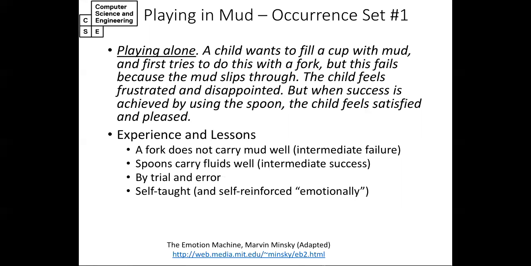Why is it an intermediate success? Because the goal of the child is to make a cake, but this one only means to produce it. We learned this by trial and error. There's no other person here. The child is working through the fluids, the fork or the instrument, and it doesn't have slots in it. You're just playing around by yourself. So it's self-taught trial and error, and it is emotionally reinforced.